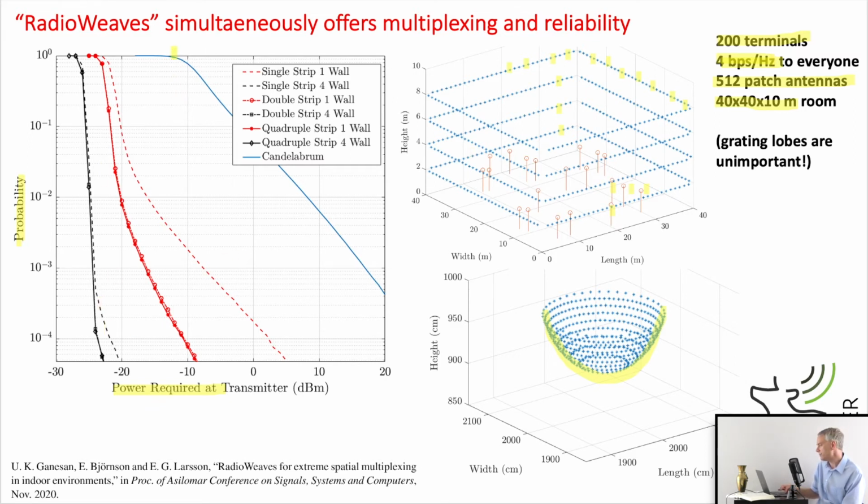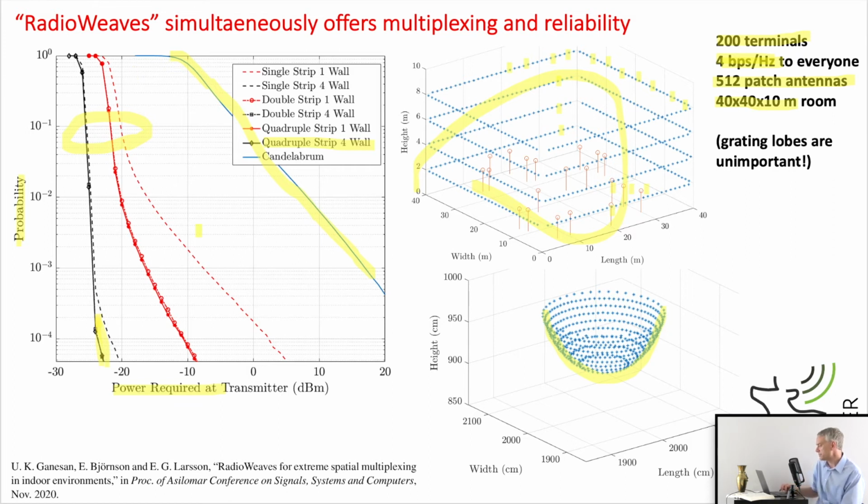And then we have first the blue line, which corresponds to the candelabrum style co-located array. And then we have various versions of the radio weaves concept. And to the left here is the one that I illustrated in the figure over here, the quadruple strip, 4 walls. This is where all the 4 walls have 4 strips of antennas.